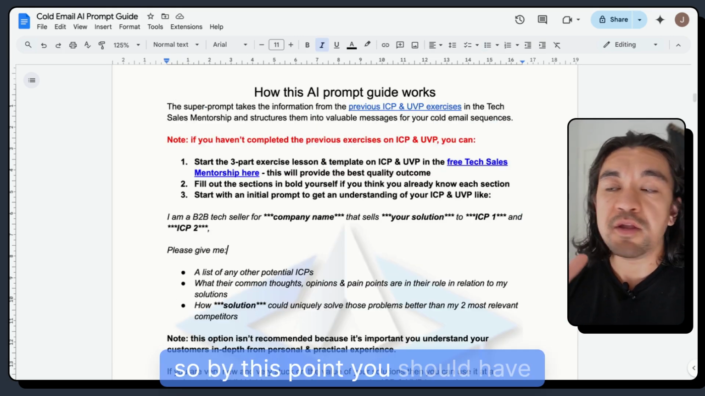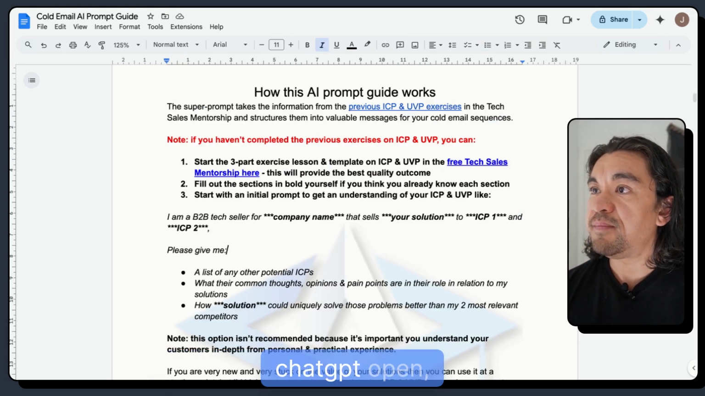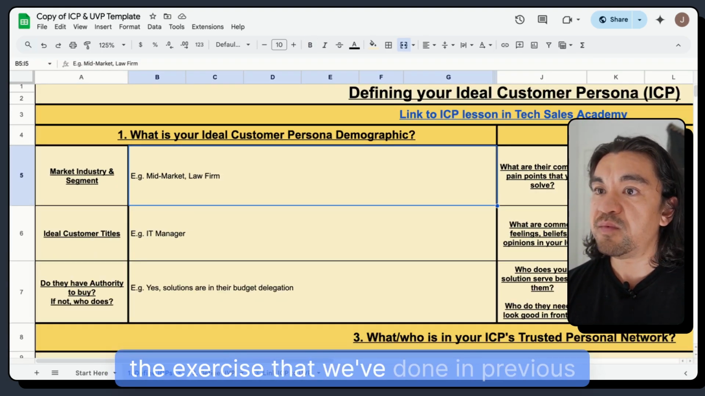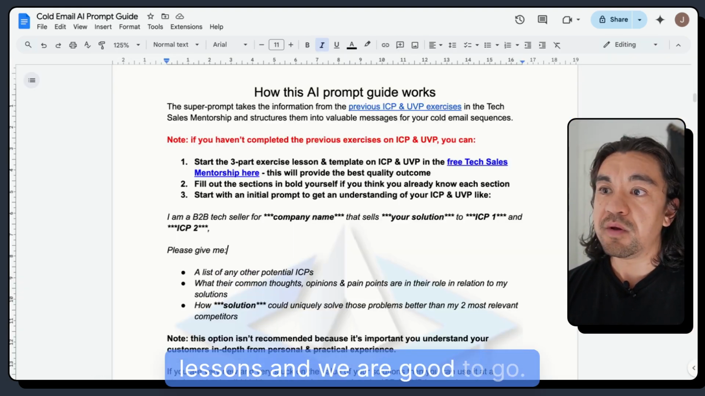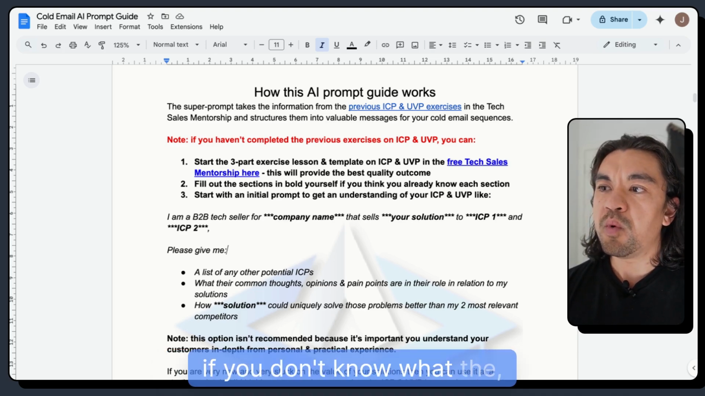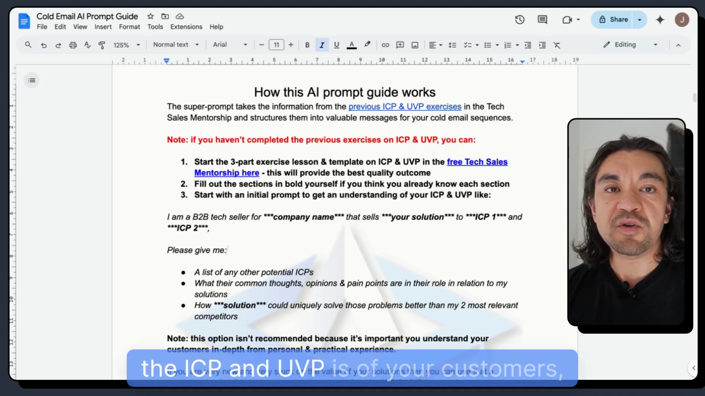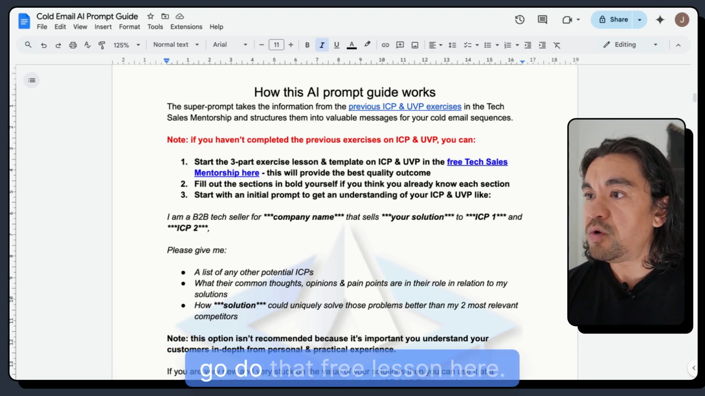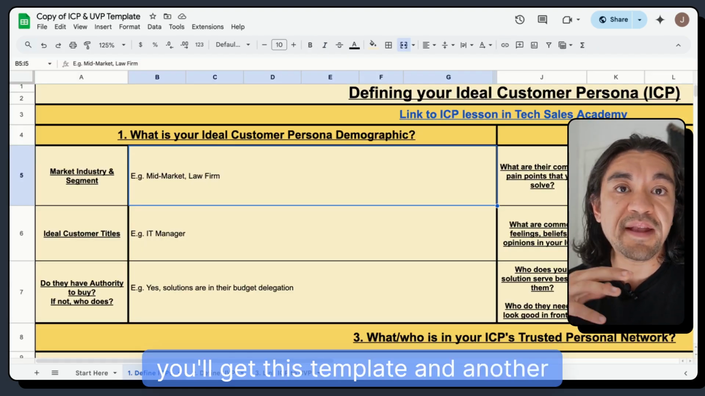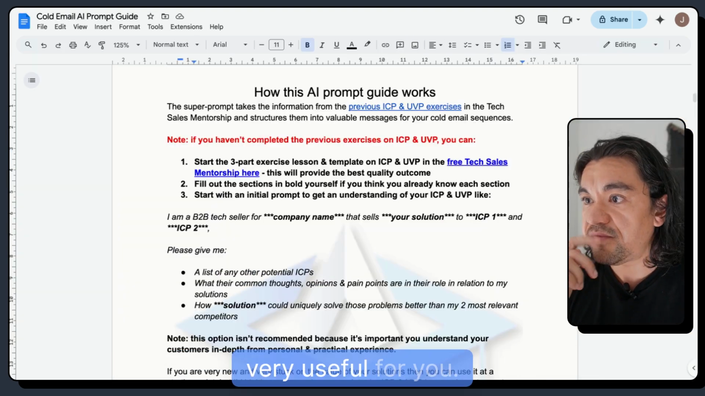So by this point, you should have ChatGPT open. You should have your template open from the exercise that we've done in previous lessons, and we are good to go. As mentioned earlier, if you don't know what the ICP and UVP is of your customers, go do that free lesson here and get this. You'll get this template and another step-by-step guide, which is going to be very useful for you.